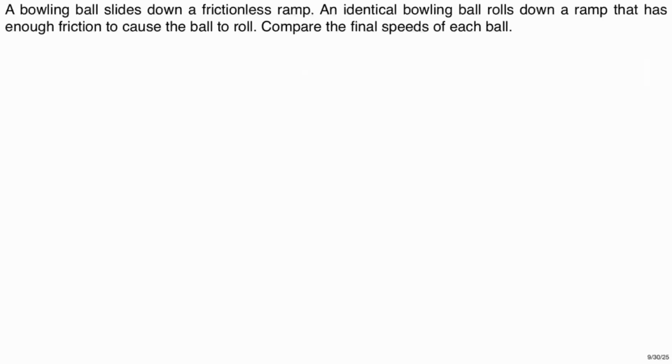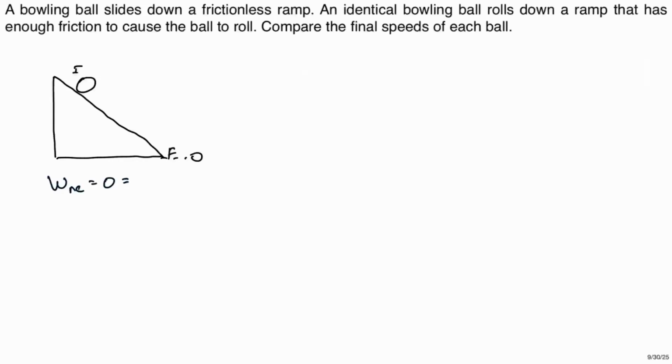The first problem, the bowling ball sliding down a frictionless ramp, we've done this before. There's nothing new about what I'm about to do. So here's our ramp. Here's our bowling ball. It has an initial position. It has a final position. I'm going to put 0 at the bottom of the ramp. The work non-conservative is 0 because there's no friction in this problem. And I'm going to have energy final.